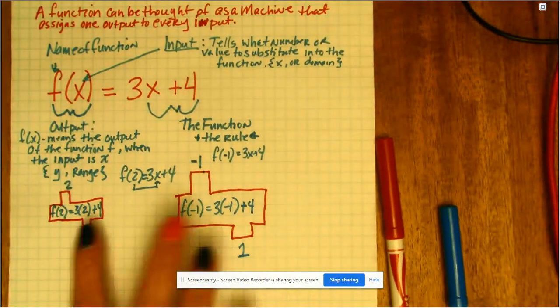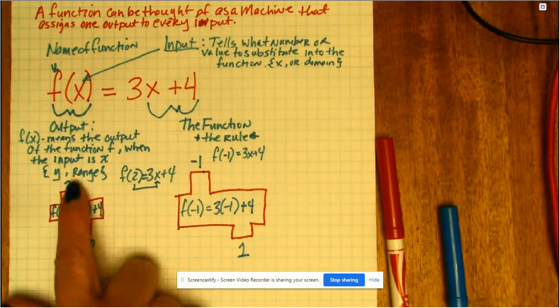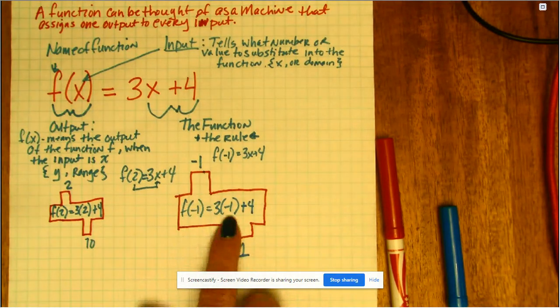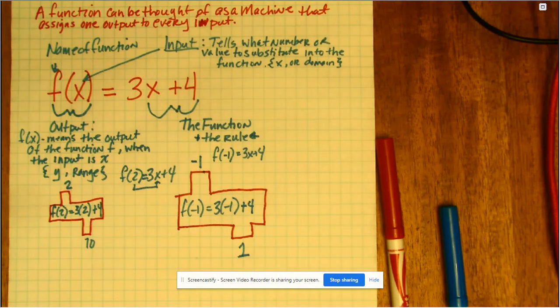Now you should notice in both examples, my input was 2, my input was -1. When I'm putting in the input, I always put it in parentheses so that I don't get confused with any of the signs around it.